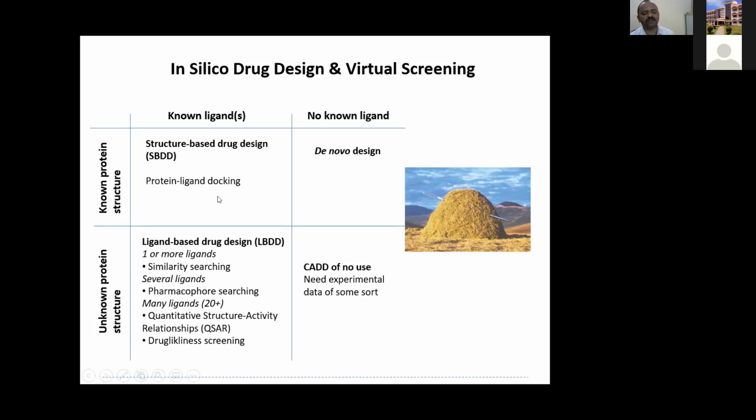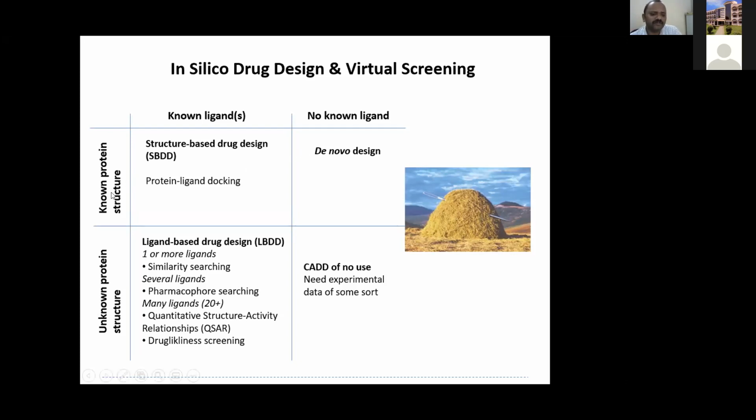So protein-ligand docking and simulations we can do. In every case of computational drug design, artificial intelligence also comes into the picture. That is the forefront of it today.